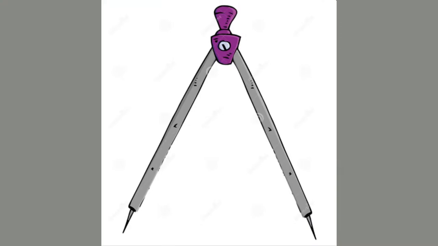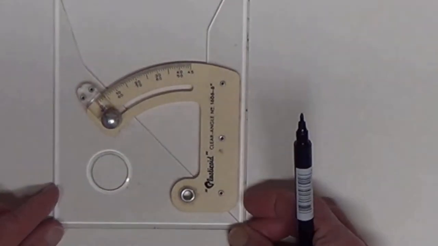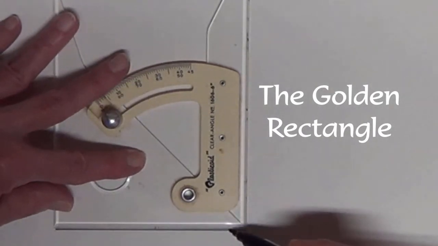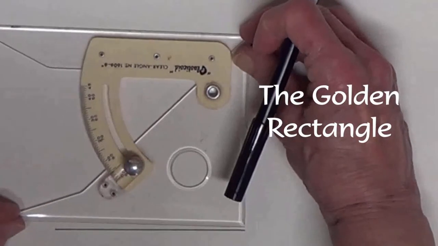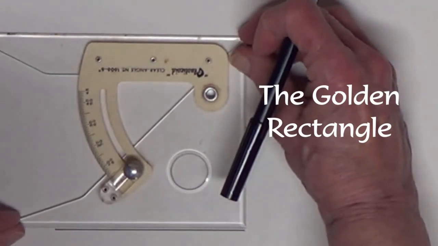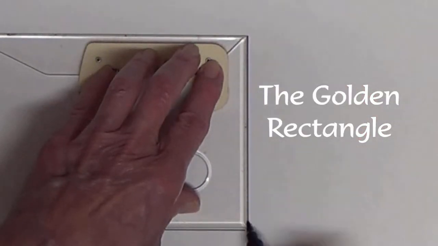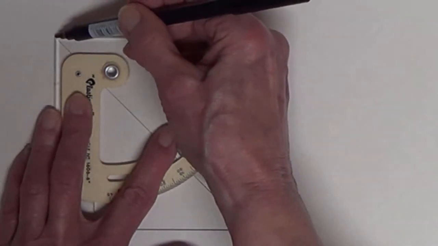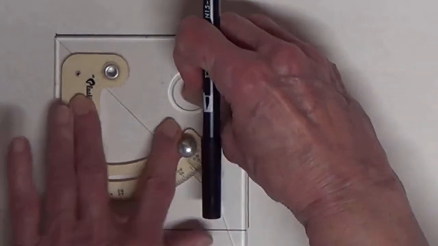Now, we begin with the knowledge that a square is created with 4 straight lines, and those lines are of equal length to each other. So the first thing we do is we draw 4 straight lines connected at right angles to each other, and that's what I'm doing here. And then once we get those lines connected, we have a square.